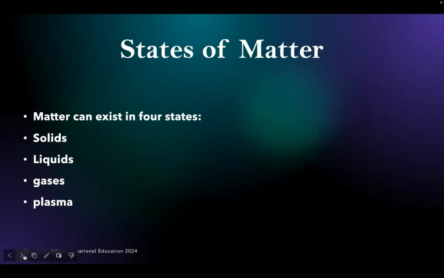Now, finally, let's talk about states of matter. Matter can exist in 4 states. Recall we said that matter was anything that has mass and takes up space. Yes, it can exist in solids, liquids, gases, and I'm going to throw in a final one, plasma. Let's jump over to my smart board.